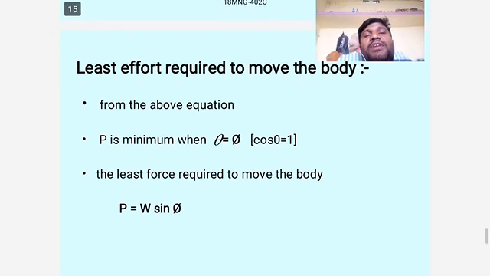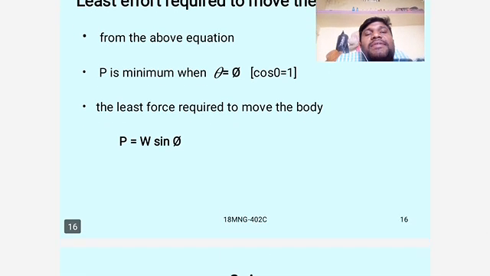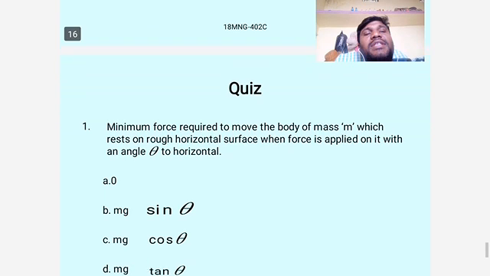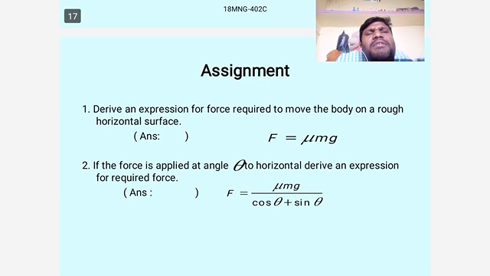From the above equation, P is minimum when theta is equal to phi. Cos of zero is equal to 1. The least force required to move the body, very very important formula, P is equal to W sin phi. Yes, completed. Assignment, frequently asked questions.